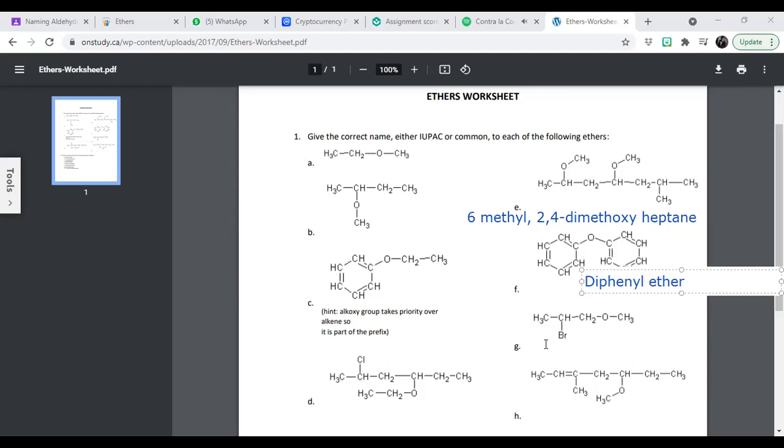Okay, I'm getting yours, Romy. I'm gonna read it now when I finish with this one. So this diphenyl ether could also be named what? Phenoxybenzene.